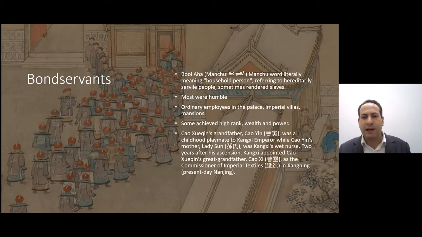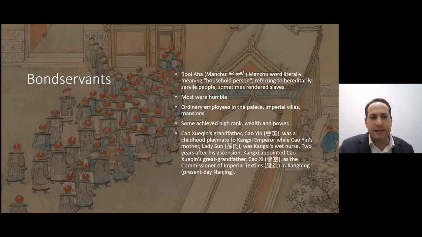And that's going to become relevant later when I give a lecture on the Dream of the Red Mansions in this series. I'll just talk briefly that Cao Xueqin, the author of the Dream of the Red Mansions, his grandfather Cao Yin was a bond servant and a childhood playmate to the Kangxi Emperor, and they were appointed commissioner of imperial textiles, and their lifestyles were incredibly wealthy. So despite their status as slaves, essentially, they could also achieve extremely high rank and wealth and prestige. So it's also something that we have to understand.